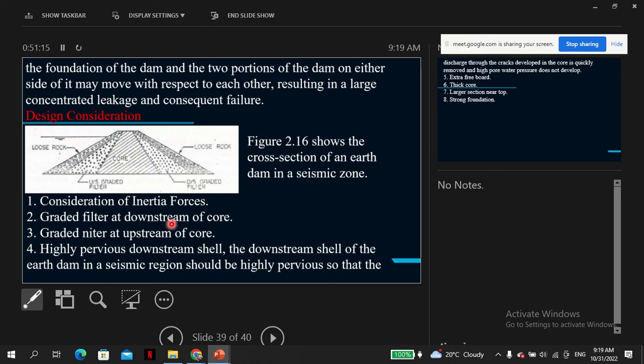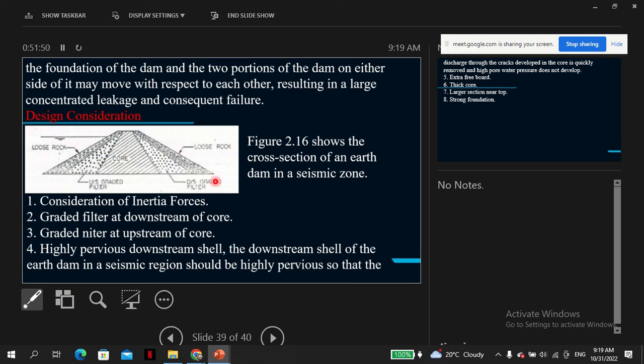Of course, the one in Solai was tragic, because of mishaps of the management at the time. Of course, this is the design and construction. So you consider the inertial forces, a graded filter, a graded inter upstream core, a highly pervious material shell. The downstream shell of the earth dam in a seismic zone should be highly pervious.